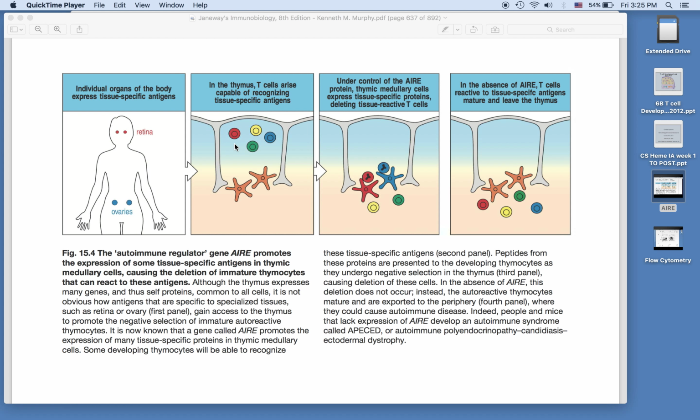Now, what happens if we have an antigen that usually doesn't present throughout our body, but really only presents in a tissue-specific place, such as in the retina or in the ovary? In the retina and in the ovary, there are some antigens that are really specialized and that really don't appear anywhere else. We want the thymus to have those particular antigens presented so that any T cells that would have been self-reactive to those antigens, we want to get rid of those too. So we want to make sure that the thymus can present those specialized antigens, those tissue-specific antigens.